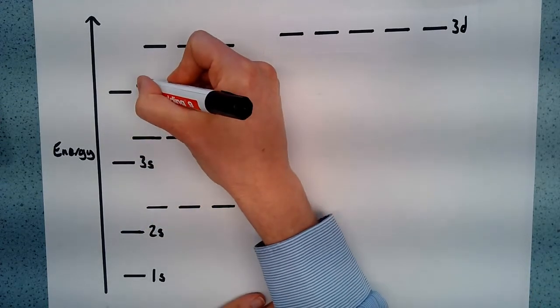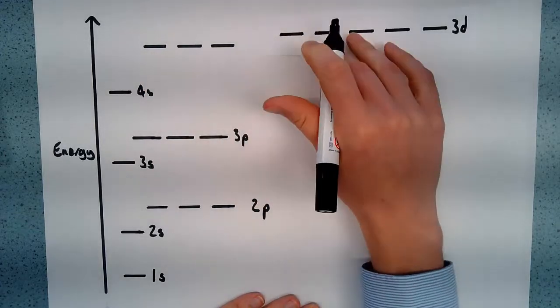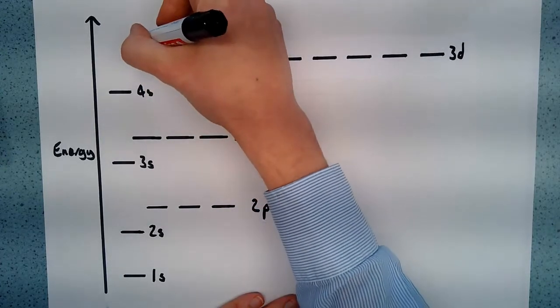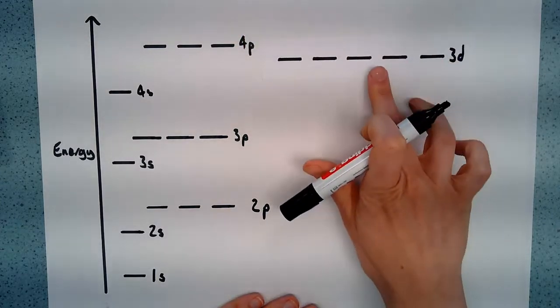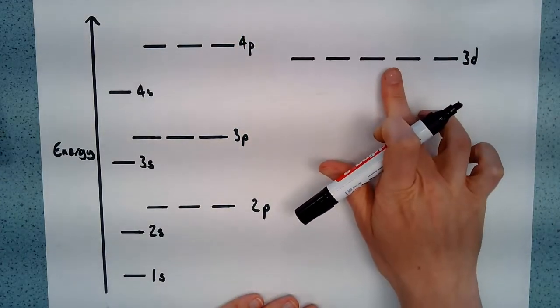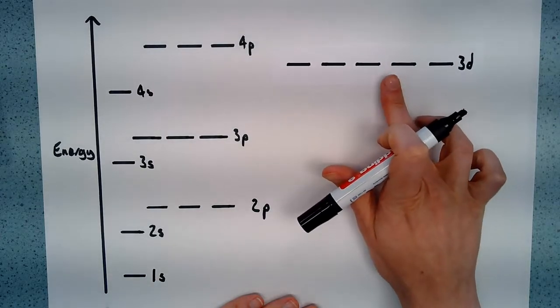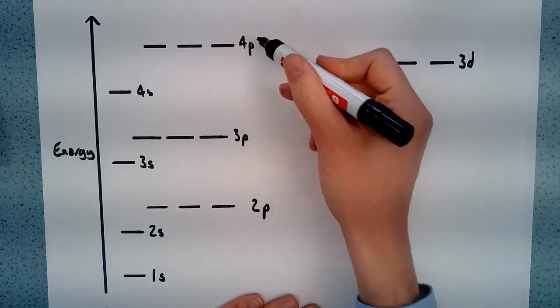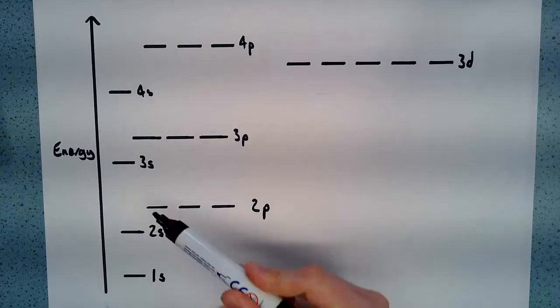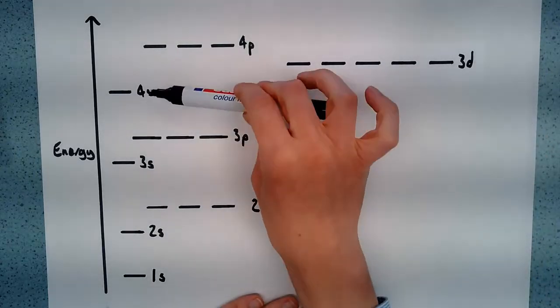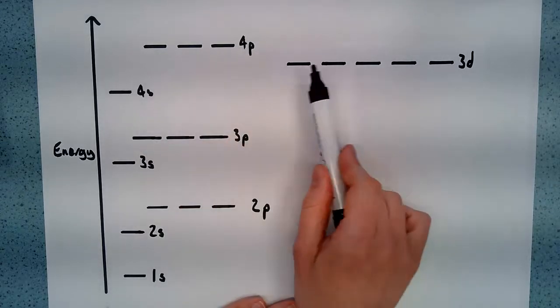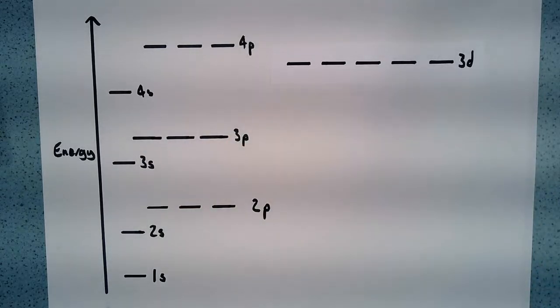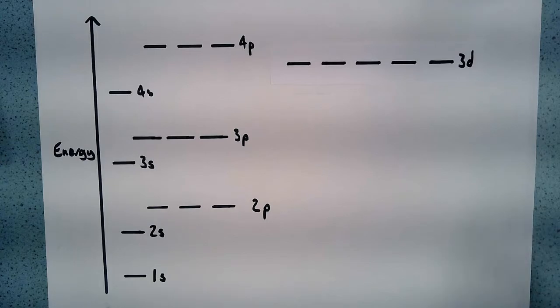But if I put 4s here, and if I put 4p here, the 3d is all the way up here. It's actually sitting somewhere in between 4s and 4p. So it's higher than the 3p, and actually even slightly higher than the 4s in terms of its energy, but below the 4p. Now this is an empty atom.